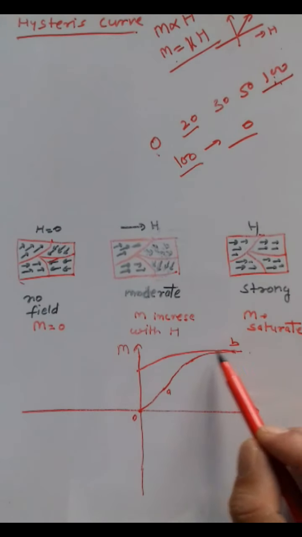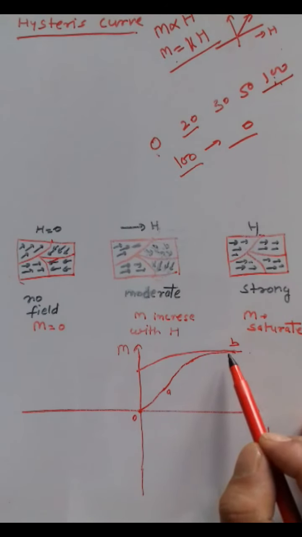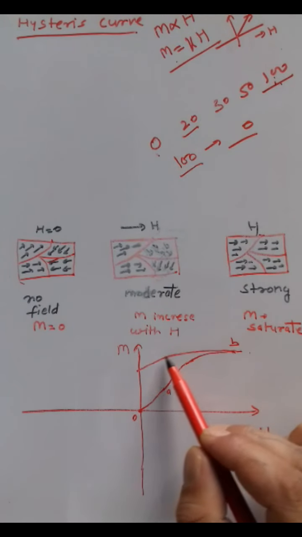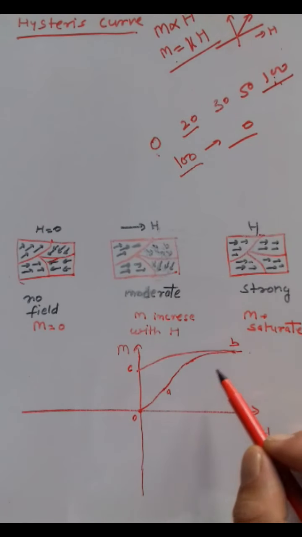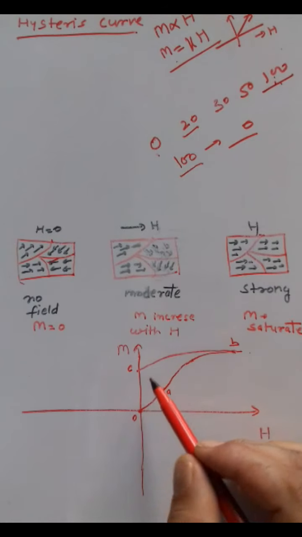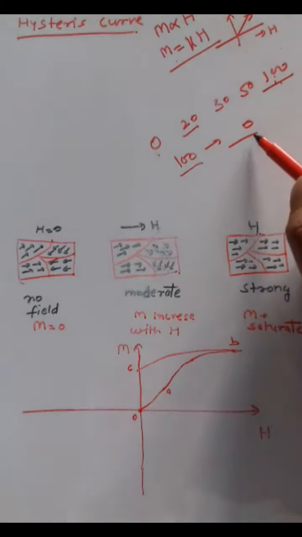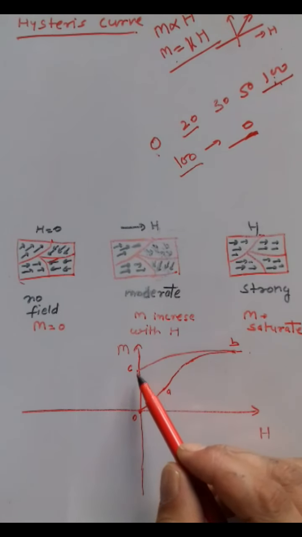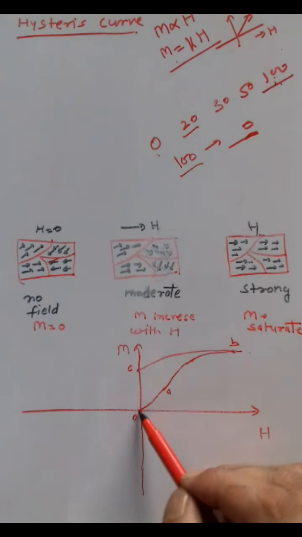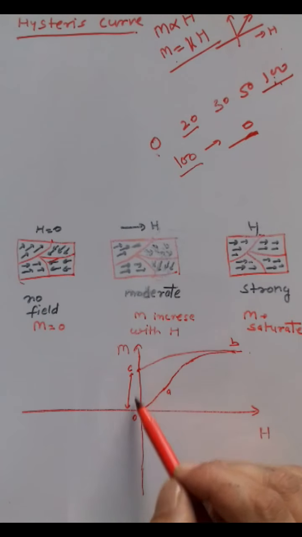This curve is not tracing the original curve OAB. It is producing another path BC. Now in this case, if we have zero external magnetic field, it is clear from this curve that the magnetization M is not zero. The magnetization M has some value.